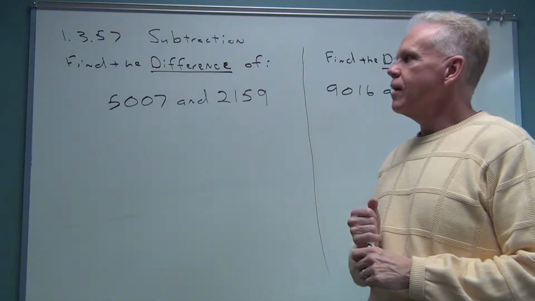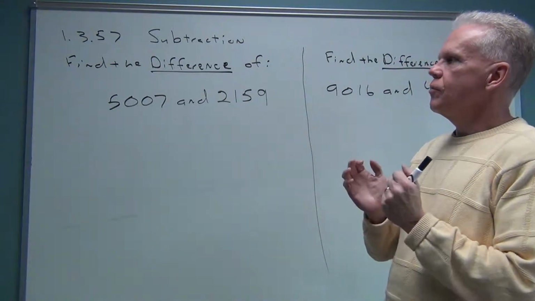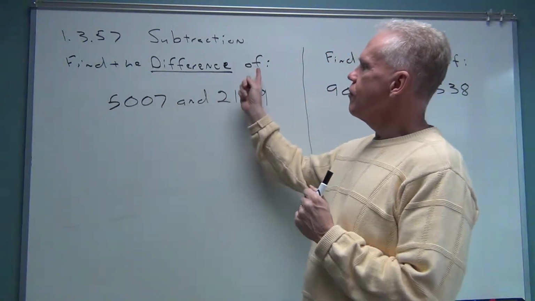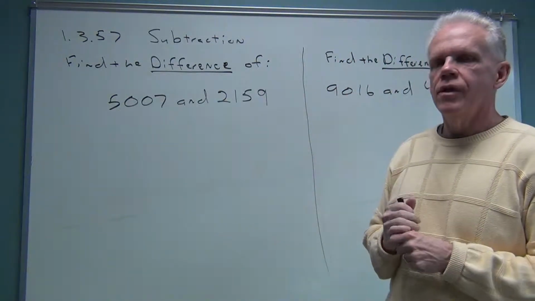We are here once again. At this point we're going to talk a little bit about subtraction. We're still in Module 1, subtraction of whole numbers. Our instruction right here is to find the difference of 5,007 and 2,159.